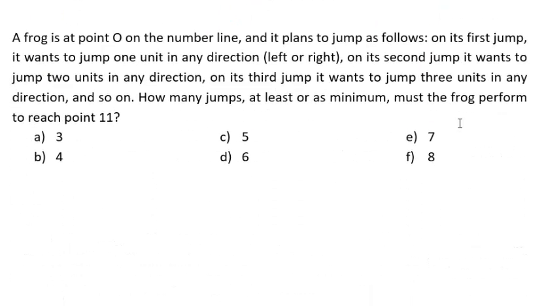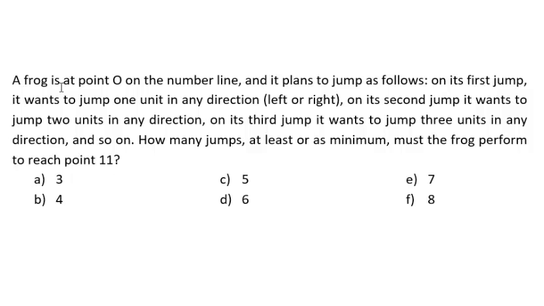Let's see another example. This one is no longer working with time, but with a pattern of distance. We have a frog, and that frog is at point 0 on the number line, or the origin, point O. It plans to jump as follows. On its first jump, it's going to jump 1 unit in any direction. It could go forward, or it could go backwards.